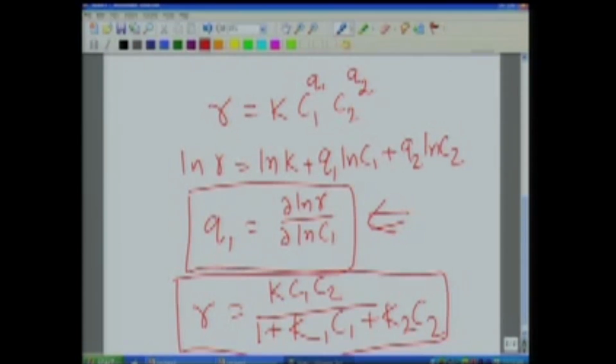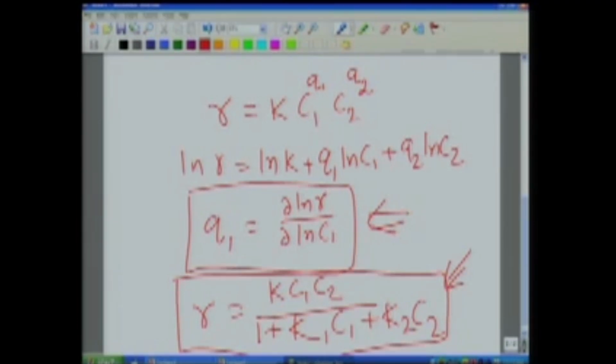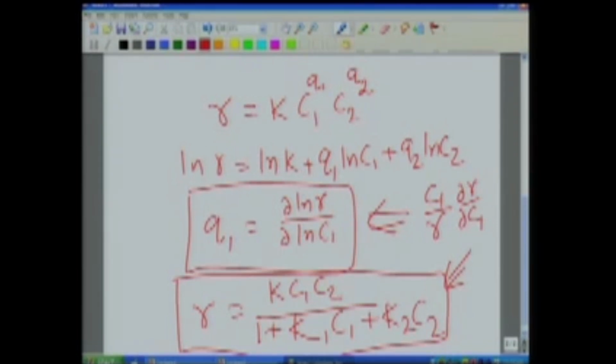So, for any other rate of reaction such as this, I can take ln R, I can take the derivative of ln R with respect to ln C1. If I do that for this particular function, what is this ∂ln R/∂ln C1? It is also nothing but C1/R ∂R/∂C1. That is my definition of ∂ln R/∂ln C1.